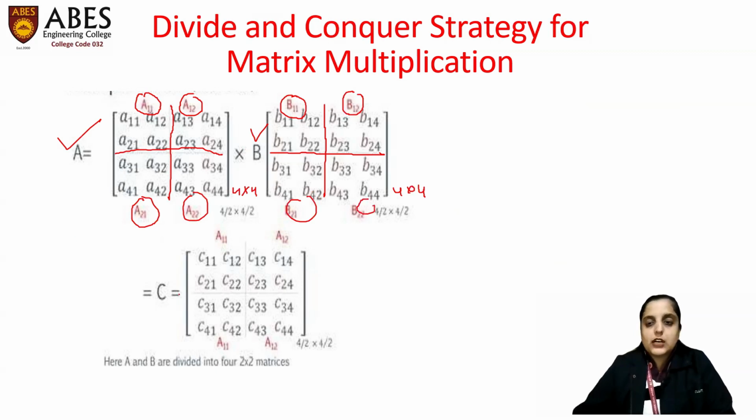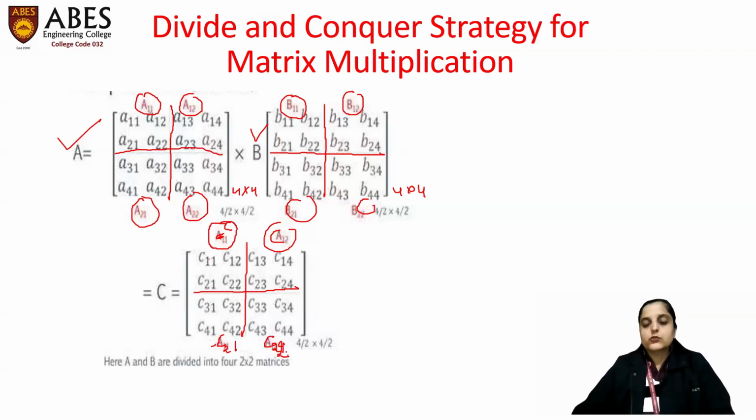Now similarly, our C matrix will also be of the order 4 cross 4. So we'll divide it again into 2 cross 2 matrices. Sorry, this should not be A11, this should be C11, C12, this should be C21, and this should be C22. So this is our matrix now.